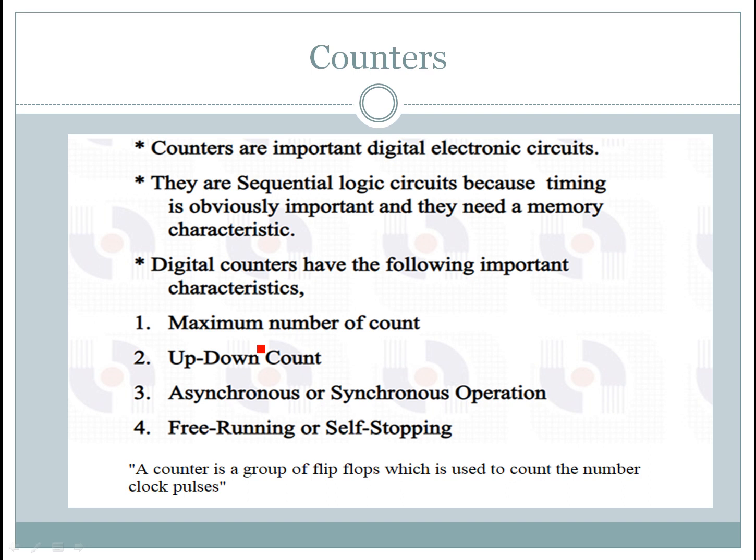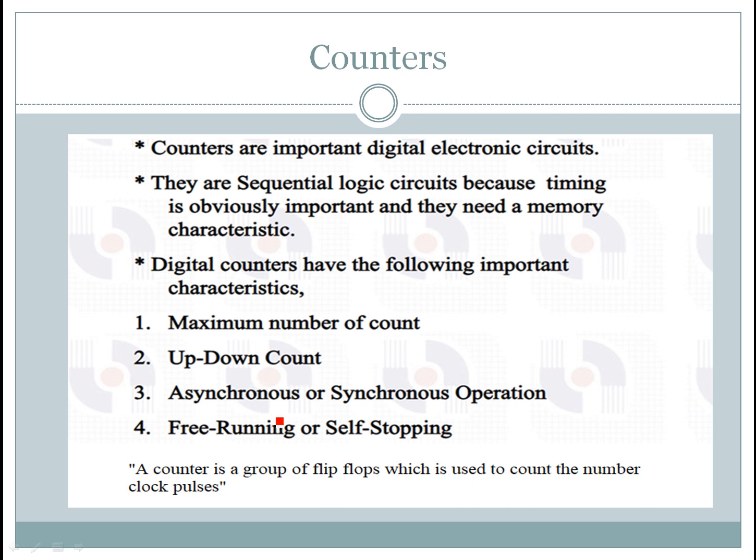So if you take another example, if I want to count from 0 to 15, there are a total of 16 different states. 2 to the power of 4 equals 16, hence it requires 4 flip-flops. So that means the number of flip-flops required to design a particular counter is decided by the maximum number of count. That is the first characteristic. And second one is up or down count. So a counter, you can design it as an up counter or we can design it as a down counter.